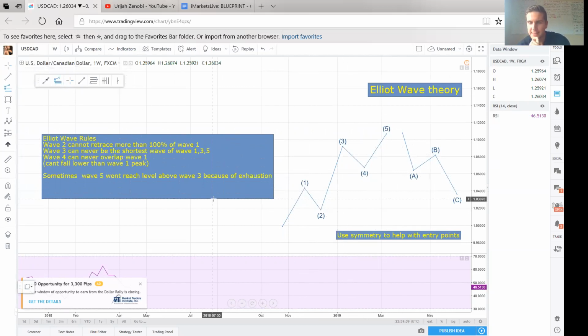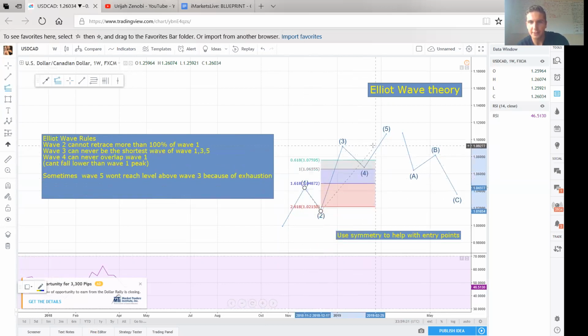What this entails is that a lot of times these moves made in the markets are identical to previous swings. What I mean by that, guys, I believe I did it perfectly here. Wave 1 to wave 2, bring it up to wave 3, and you're going to be looking at 100%. What that means is, let's say wave 1 to 2 is about 10 pips.